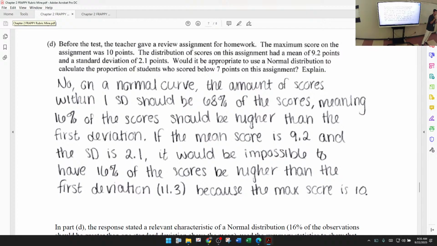What is the definition of a z-score? Who knows what the definition of z-score is? The number of standard deviations the value is from the mean. Does it have to be a normal distribution? You can find a z-score for any value, no matter what the shape is. Can you turn that z-score into a proportion? No. Unless you know it's normal or it's uniform. I guess you could if it's uniform, because we know how to do a uniform.